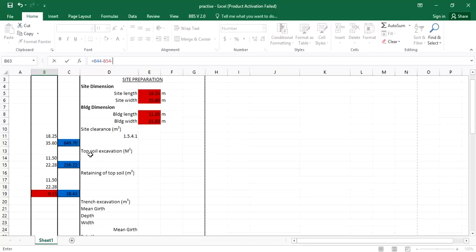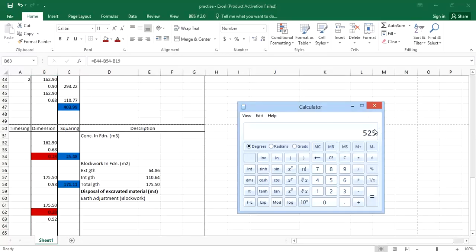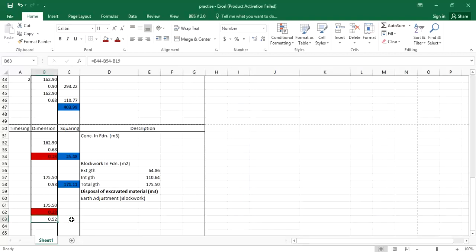So our topsoil excavation is 150. So retain of topsoil 150, so minus this, let's press enter. Can you see 0.52? That's what we get, 0.525. So the volume of our block work, our earth adjustment block work, is equal to this.